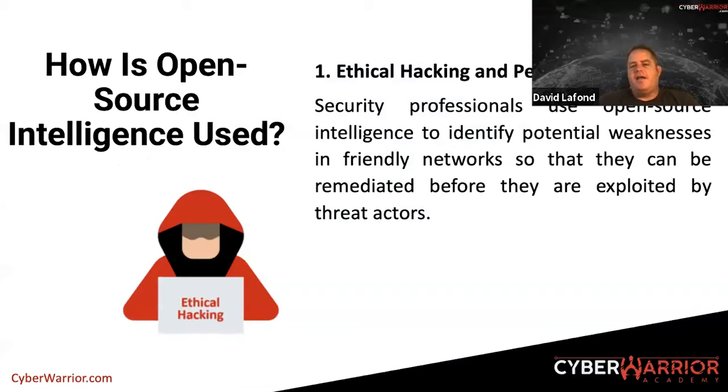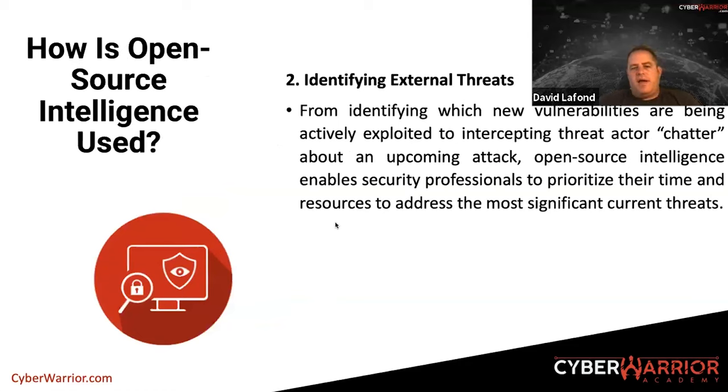They're going to use it for identifying potential weaknesses in friendly networks, and ways they can use that information to make friendly networks more secure so they can't be exploited by threat actors. Another means is to use open source intelligence for identifying external threats, right? Organizations or individuals might look for active threat actor chatter on a possible activity, or one that might potentially happen in the future. This is a good way for security professionals to gain threat intelligence about adversarial activities.